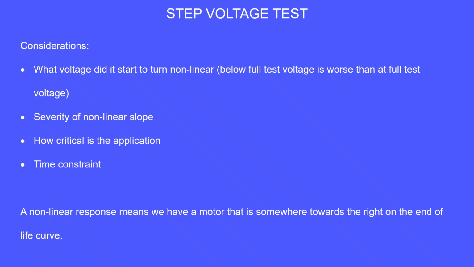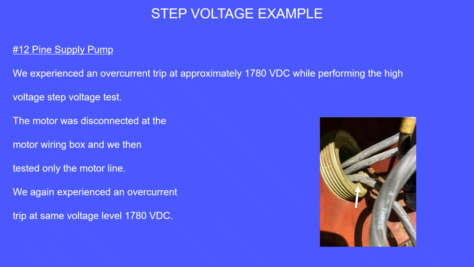When testing from the starter out to the motor, there are other components under test. In this example, we experienced an overcurrent trip at approximately 1780 volts while performing the high voltage step voltage test. The motor was disconnected at the motor wiring box and we then tested only the motor line. We again experienced an overcurrent trip at the same voltage level, 1780 volts.